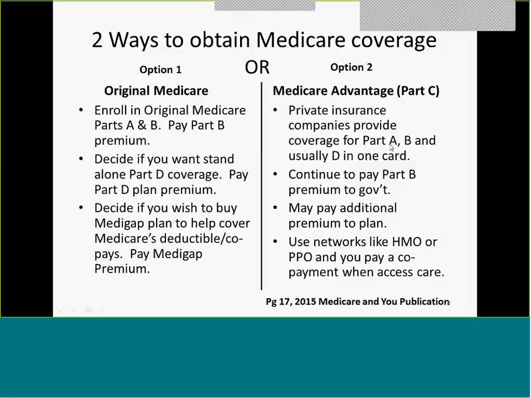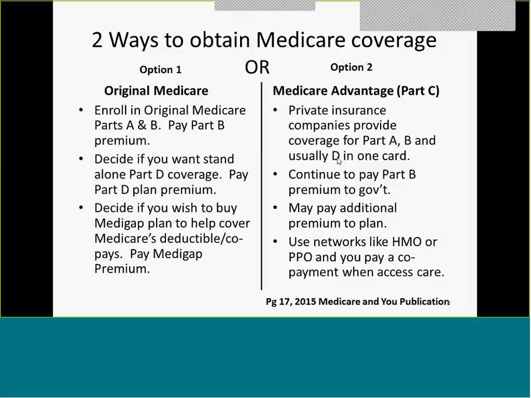Insurance companies provide it. I've got my coverage for A, B, and my prescription drugs in one card. I have my Part B premium, and the plan may charge me a premium. I have to be happy with the networks. Usually it's an HMO or a PPO, and I want to make sure my doctors and hospitals are in the network. But I like an Advantage plan, and if the plan works for me, I don't need a separate card here. I don't need a Medicare supplement. So instead of paying a card and a premium, card and a premium, card and a premium, I have one card, I pay my Part B, and that covers the hospital, the doctor, and the prescription and the pharmacy.